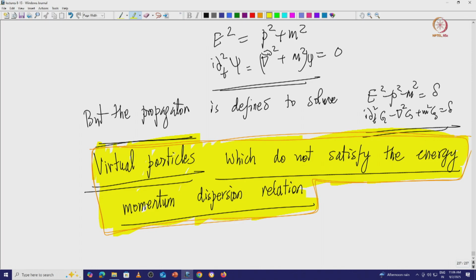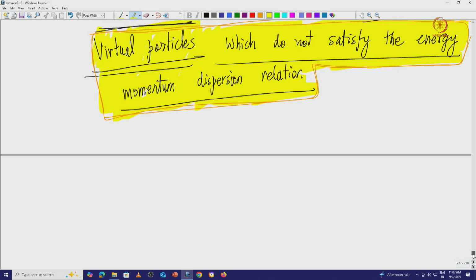But they are short lived; they are not real, they are not physical particles. They exist for a short time. These also carry momentum and everything, but they exist for a very short time within the uncertainty principle time scales. Another important nomenclature for you to understand is that these are something called off shell.